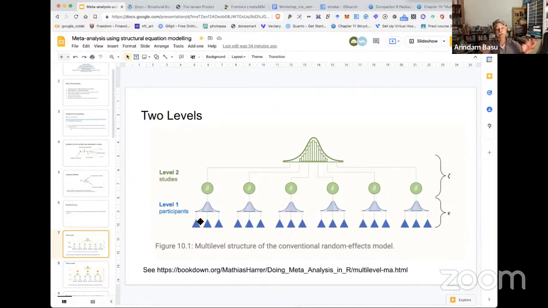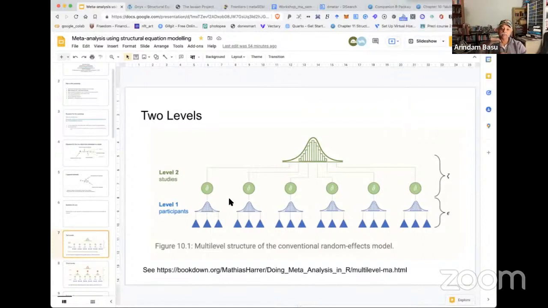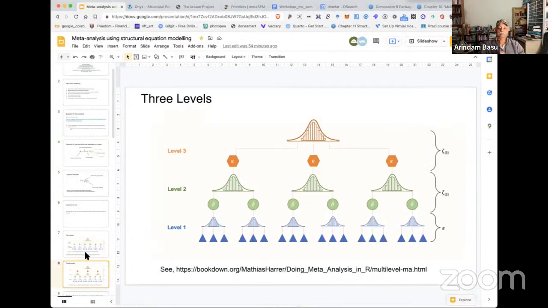Then what we do in meta-analysis or evidence synthesis is we take those point estimates and the variance that arose from those individuals in those studies, and then we synthesize them at level 2. And when we do that, we are now getting it a notch, a level up. That's where we get our analysis from.